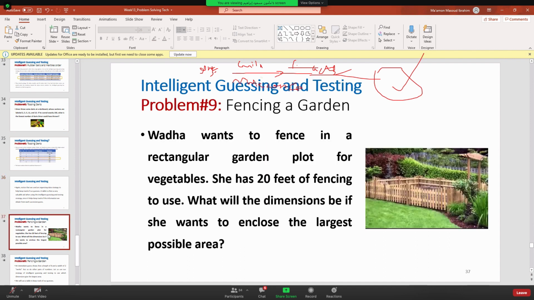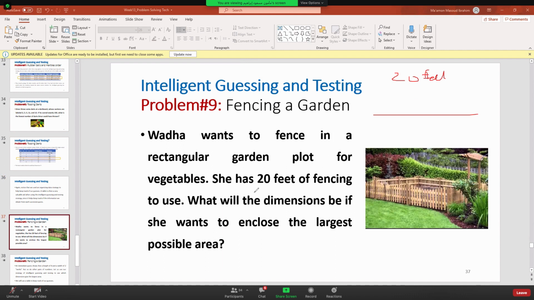Now I will go to the third thing here, or the third problem, or the third example. Wadha wants to fence in a rectangular garden plot for vegetables. She has 20 feet of fencing. عندها من هذا السياج 20 متر. Imagine that she has this fence and she has 20 feet, 20 meters, whatever, it is just 20, okay?